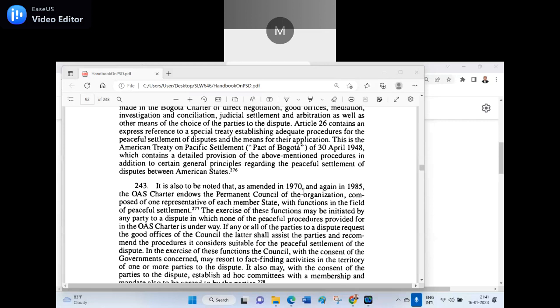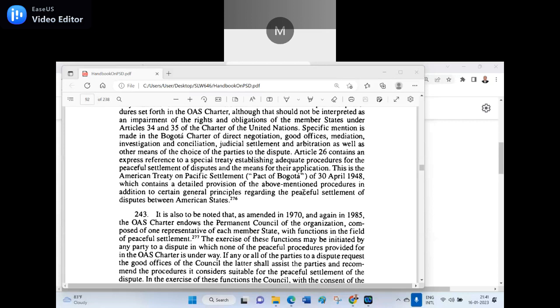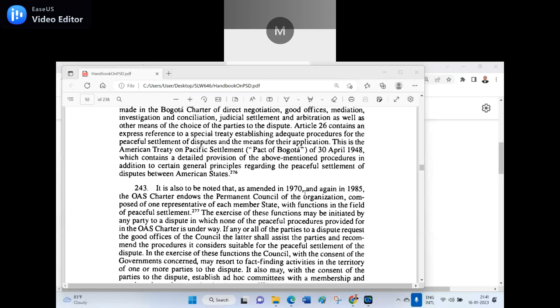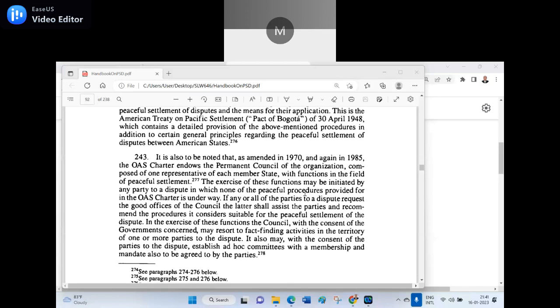So the 1970 and 1985 amendments to the Organization of American States (OAS) Charter endorsed the Permanent Council for the organization, composed of one representative of each member state, with a function in the field of the peaceful settlement of disputes. Now, who are the members in the settlement of this dispute under the charter?